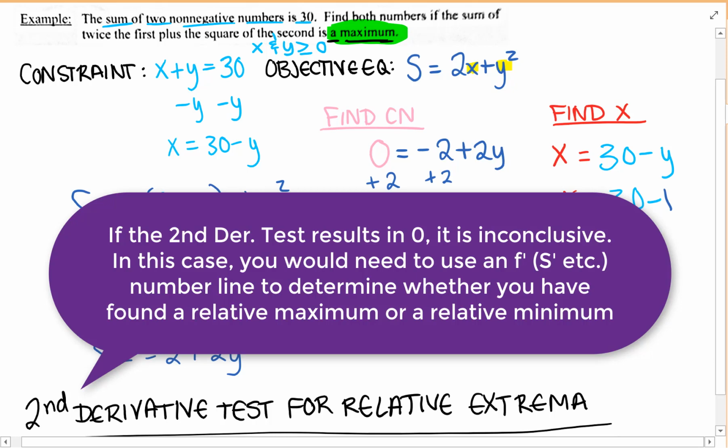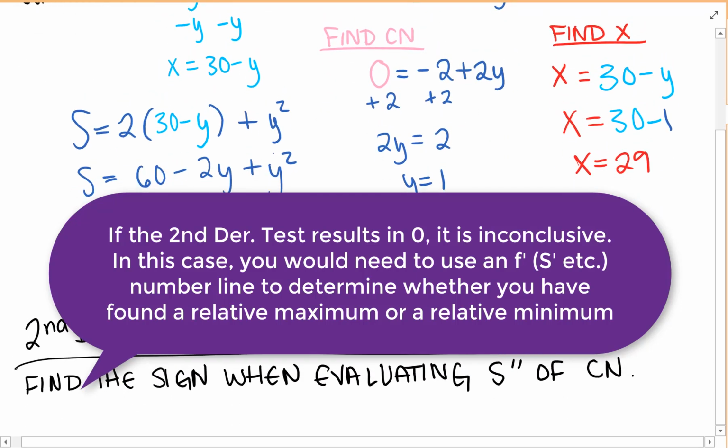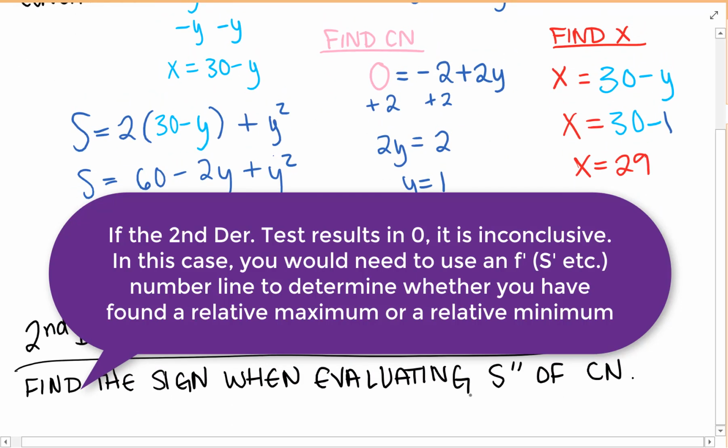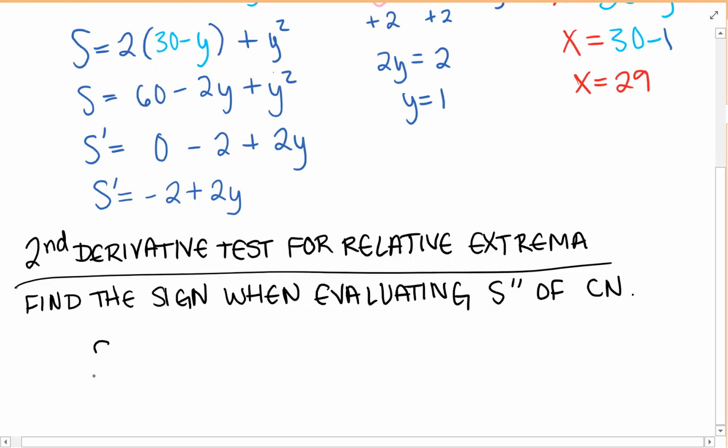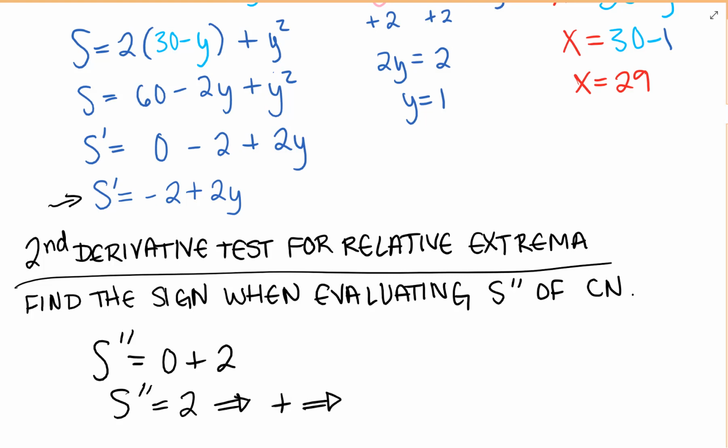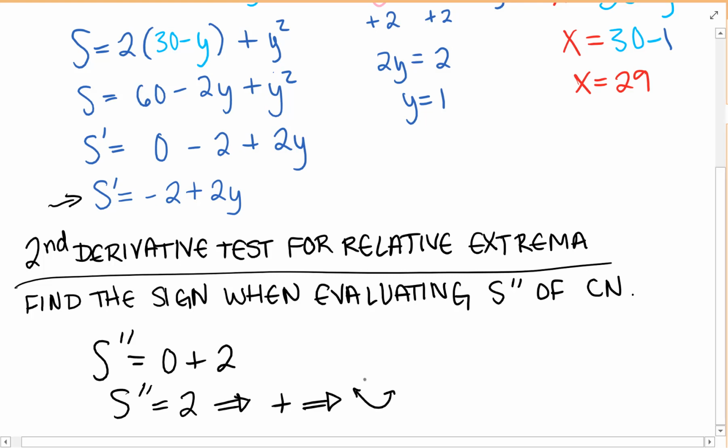To use the second derivative test for relative extrema, I would need to find the sign when evaluating s prime prime at our critical number. S prime prime is the derivative of s prime, and that would be 0 plus 2 times 1, 0 plus 2. S prime prime is 2. 2 is a positive number. This indicates that at the critical number y equals 1, we're concave up, which indicates a relative minimum. So we just found the values for a relative minimum, a minimum sum.